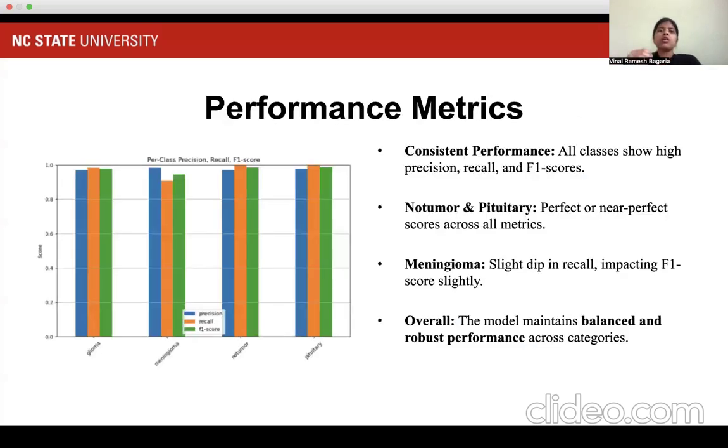Performance metrics. If you see in the graph, it shows consistent performance. All classes show high precision, recall, and F1 scores. So it is not biased to a particular class or type of tumor. For no tumor and pituitary, there are perfect or near perfect scores across all metrics, which is precision, recall, and F1 score. In meningioma, there is a slight dip in recall, impacting the F1 score slightly, but overall it is also a good performance. The model maintains balanced and robust performance across different categories.